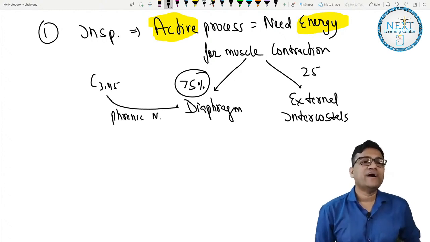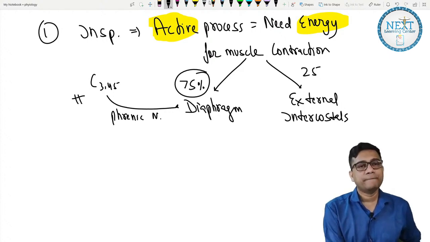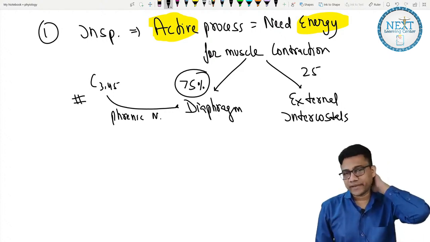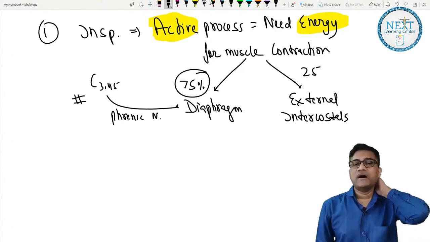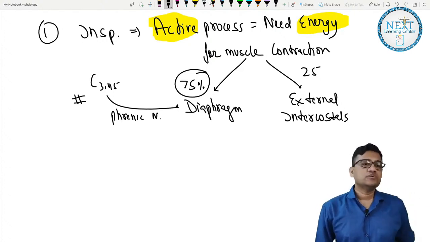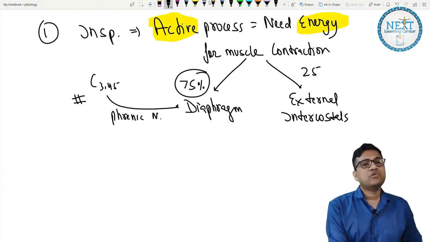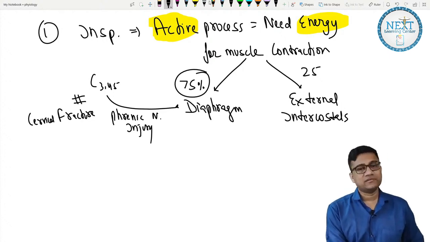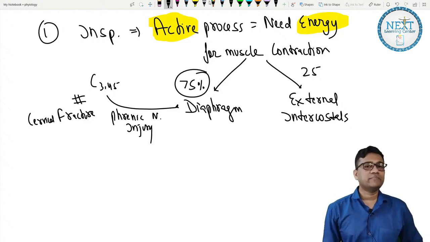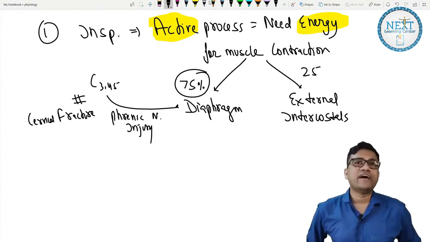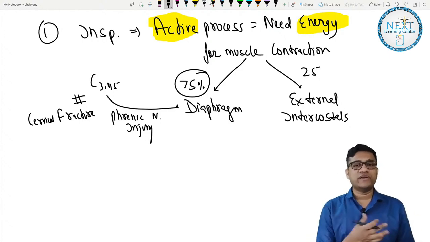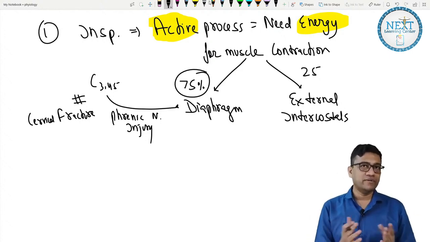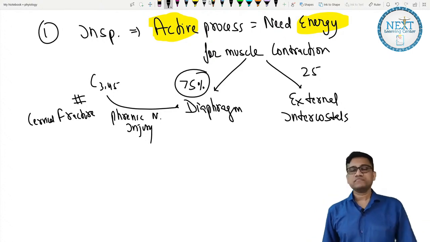That is why any fracture of the cervical spine, especially at the level of C1, C2, C3, is very dangerous. It can kill you, because it can cause diaphragmatic paralysis. So cervical fractures or phrenic nerve injury can cause death. They can be lethal. Remember, you can die from diaphragmatic paralysis. You can die from the diaphragm. Remember that.